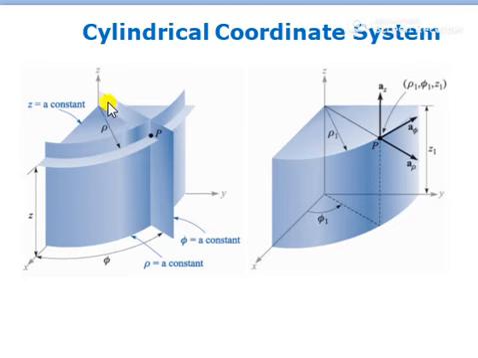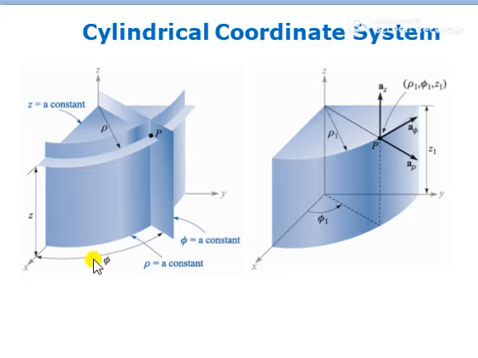Now what will be the values of these? They are rho, phi, and z. The value of rho is greater than 0 and less than infinity. Our phi value ranges from 0 to 2 pi, and z ranges from minus infinity to plus infinity. These are the ranges of the variables.